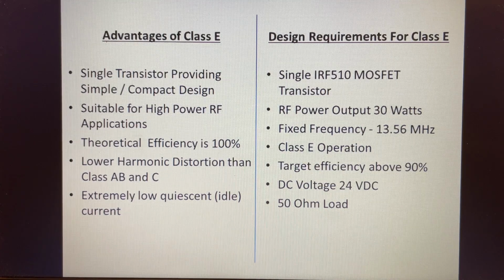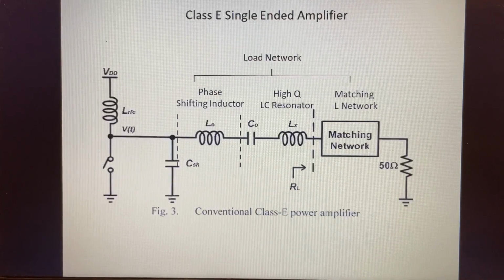So we're going to go ahead and design a Class E amplifier using a single IRF510 MOSFET transistor. The power requirements will be 30 watts. The frequency will be the same as the Class B at 13.56 megahertz. It will, of course, be Class E operation. Our target efficiency will be 90% or above, and we're still operating this at 24 volts into a 50 ohm load. So that's the basic design requirements.